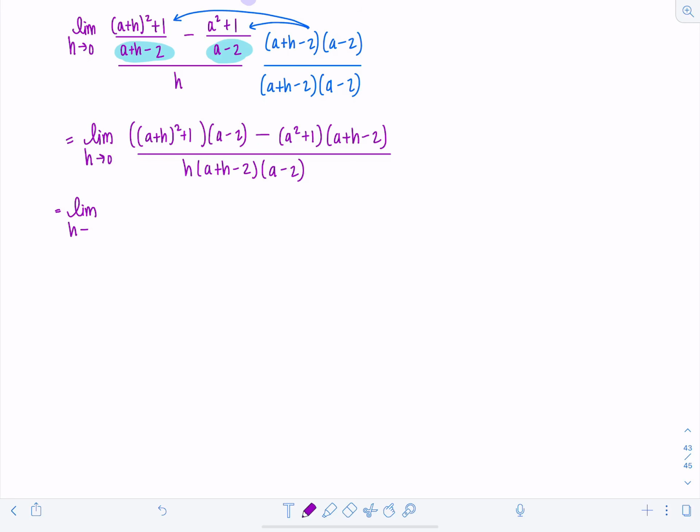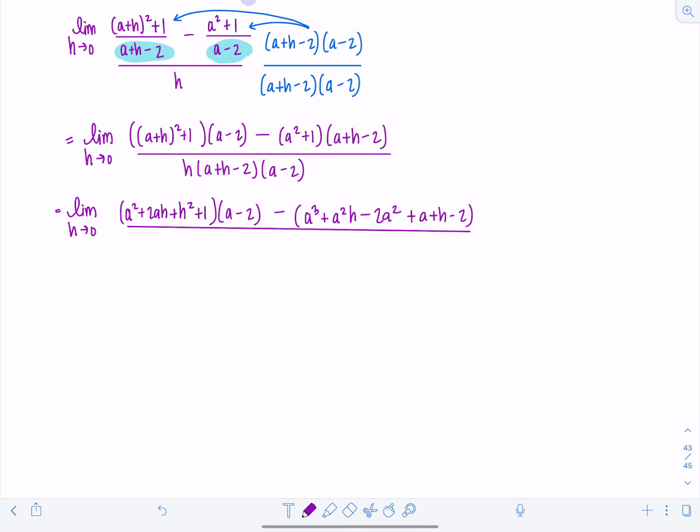So we have the limit as h approaches 0. (a plus h) squared, that's a squared plus 2ah plus h squared plus 1. I'm going to multiply that by a minus 2, minus, and then now let's multiply out those last two factors. This is going to be a cubed plus a squared h minus 2a squared plus a plus h minus 2. And don't multiply out the denominator. Don't do it. So we have h times a plus h minus 2 times a minus 2. You want to keep the denominator factored.